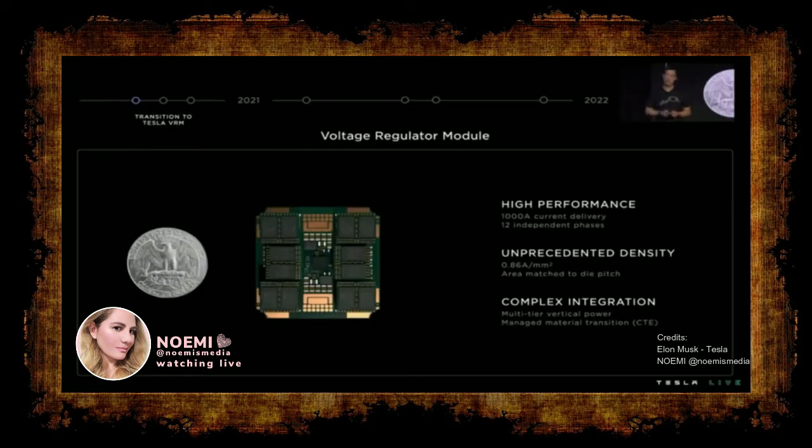Now, pushing density for performance presents all new challenges. One area is power delivery. Here, we need to deliver the power to our compute die, and this directly impacts our top-line compute performance. But we need to do this at unprecedented density. We need to be able to match our die pitch with a power density of almost 1 amp per millimeter squared. And because of the extreme integration, this needs to be a multi-tiered vertical power solution.